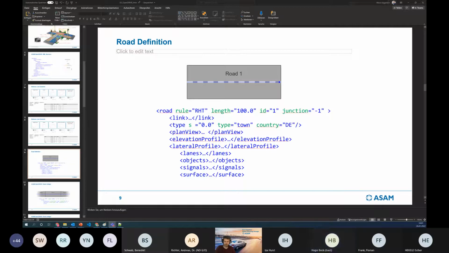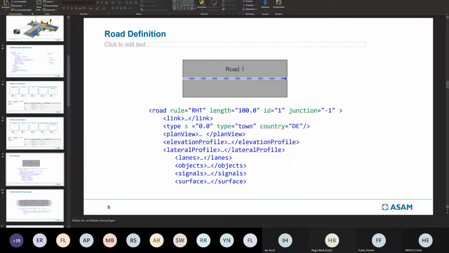Okay, perfect. Are there further questions towards OpenDRIVE? Okay, perfect. Then I will hand over to Christoph from the Technical University of Munich to present the transportation module of CityGML 3.0.